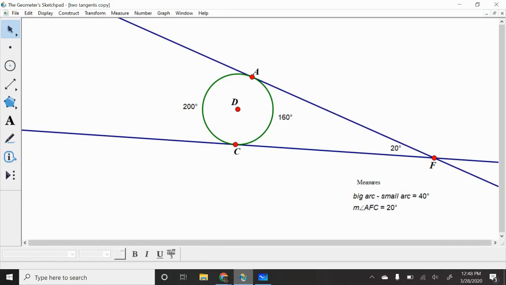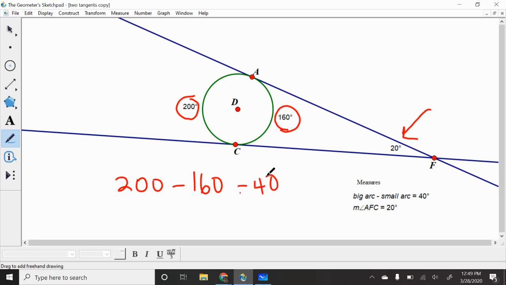So here I have a case of two tangents that are intersecting a circle on the outside. The outside angle is 20 degrees right here, and the two arcs are 200 and 160. Notice that 200 minus 160 is 40, and divided by 2 is 20. Down here I have a running total. Big arc minus small arc is 40, and therefore the angle is half of that, which is 20.